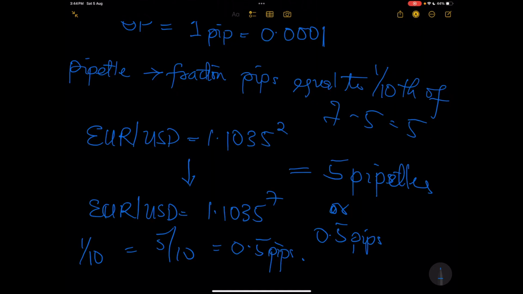You can also call pipettes micro pips. Whichever one you want to call it is fine. They are all just terms. Just make money. Whether you know the native name or the local name, nobody cares. They are called micro pips or pipettes. What you just want to use them to do is to make money. So have it at the back of your mind that this is what pips and pipettes actually are.